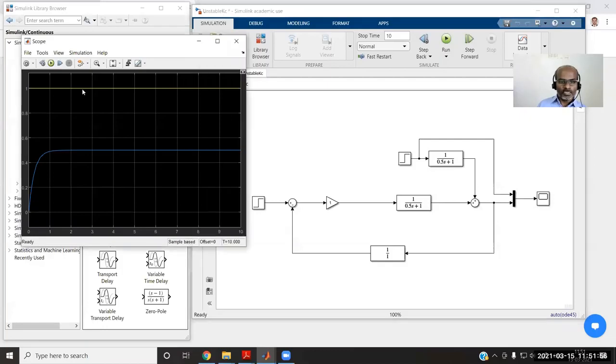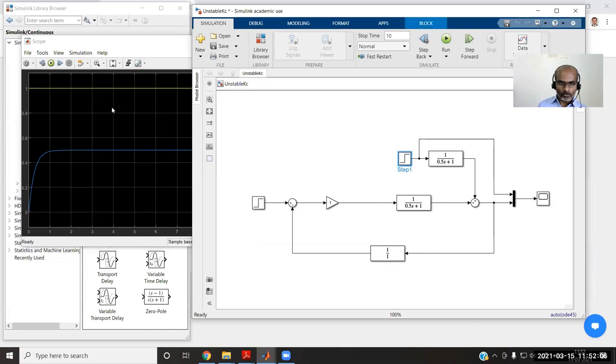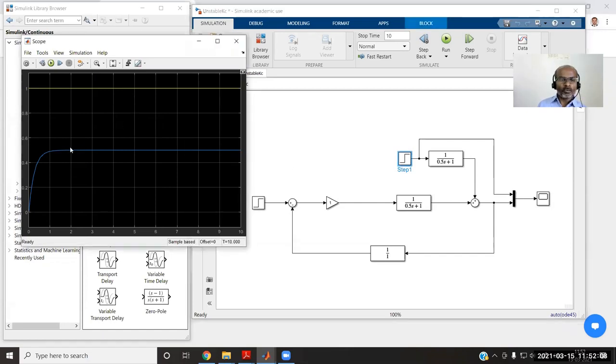So we see this is the change, disturbance is changed. There is a persistent disturbance at a value of 1, whereas your output was initially at 0. Because of this persisting disturbance, you see the output is settling at a value of somewhere around 0.5.